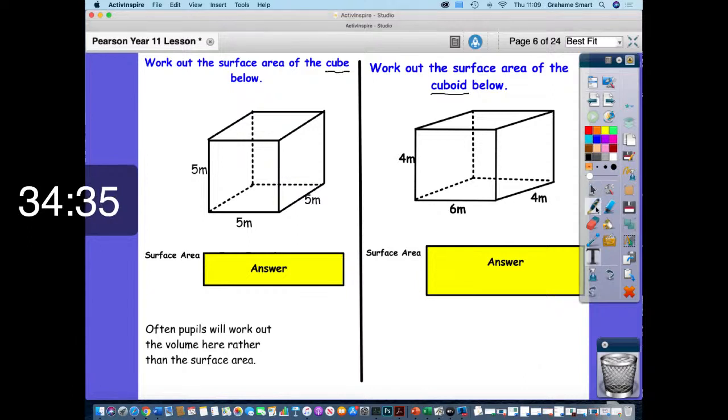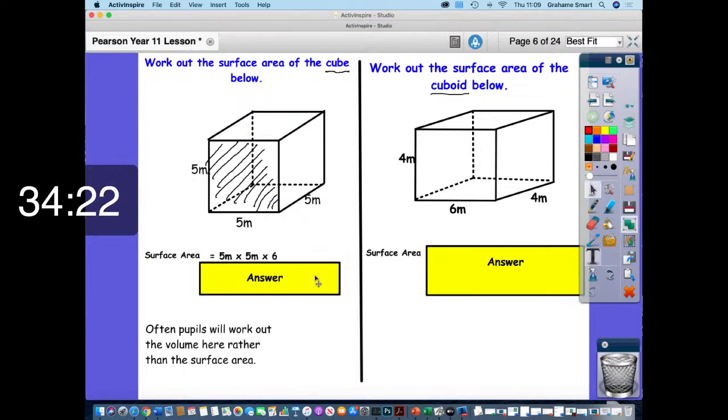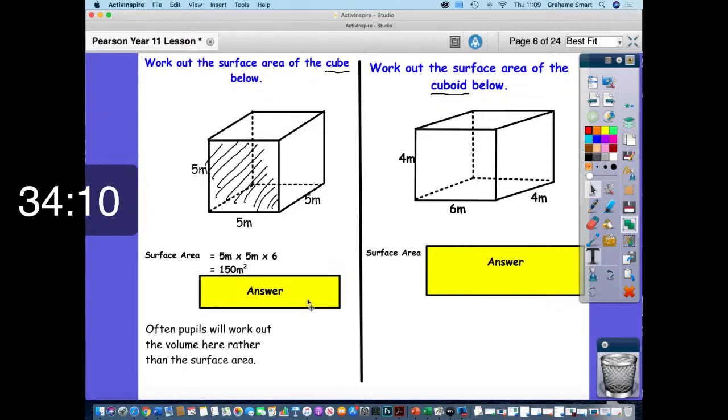And why have I done that? That gives me the area of one of the faces, and then there's six faces that are exactly the same as that one, so I'm going to times that answer by six. So we get 5 meters multiplied by 5 meters, which would be 25 meters squared. Then we times it by six because there are six faces that are exactly the same. And we get 150 meters squared.